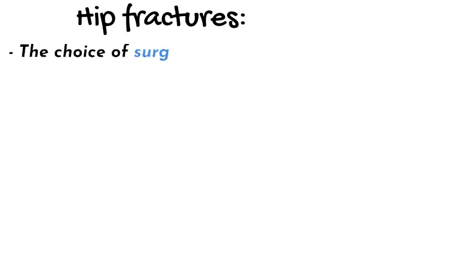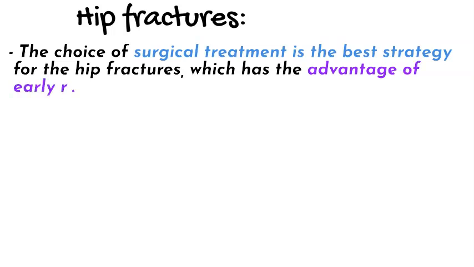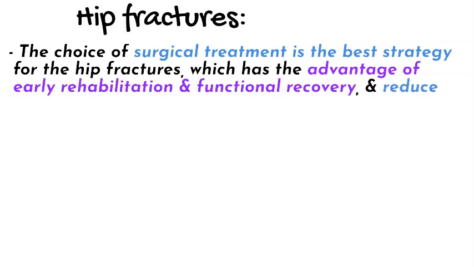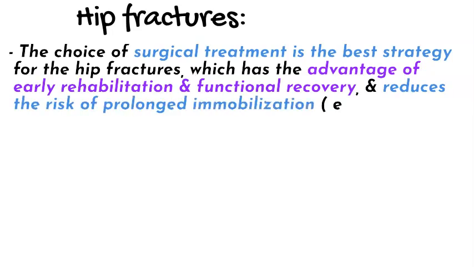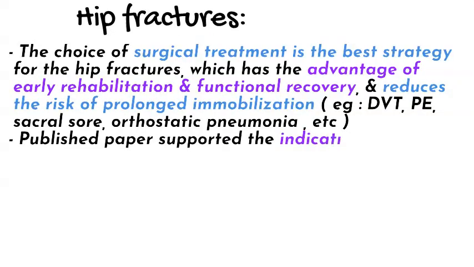Hip fractures. Surgical treatment is the best strategy for hip fractures, which has the advantage of early rehabilitation and functional recovery, and reduces the risk of prolonged immobilization. Example, risk of developing deep vein thrombosis, pulmonary embolism, PE, sacral sores, orthostatic pneumonia, etc.